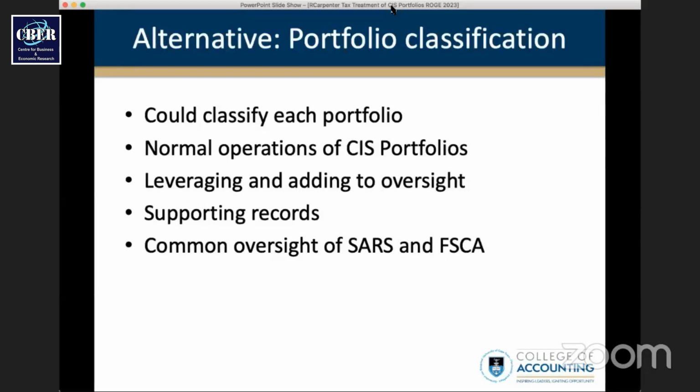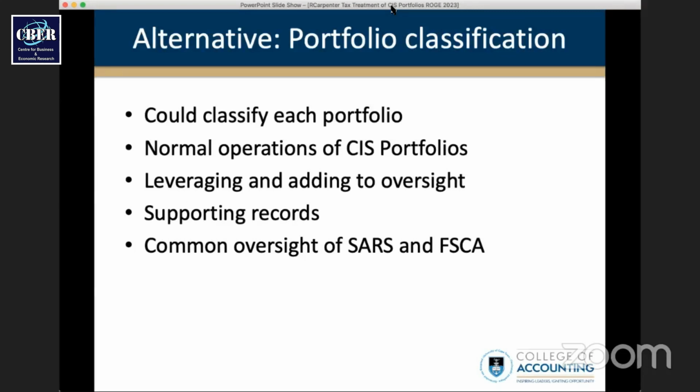So what alternatives could be proposed? The first alternative is to classify each portfolio individually. However, what that means is that the CIS portfolios are required to invest per the investment mandate. So if a mandate specifically says something, then the portfolio manager must be operating that portfolio in that particular manner. And so therefore, the selling of an instrument that has been held for only a number of months wouldn't be inconsistent with a portfolio that seeks to grow capital over the long term.